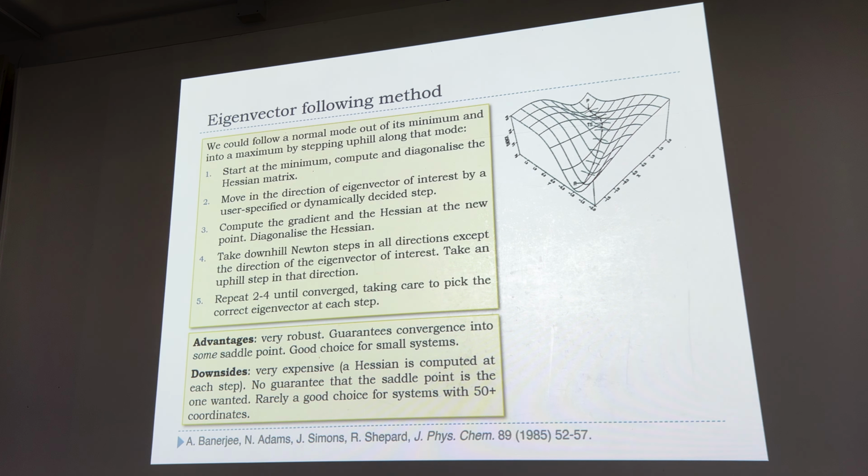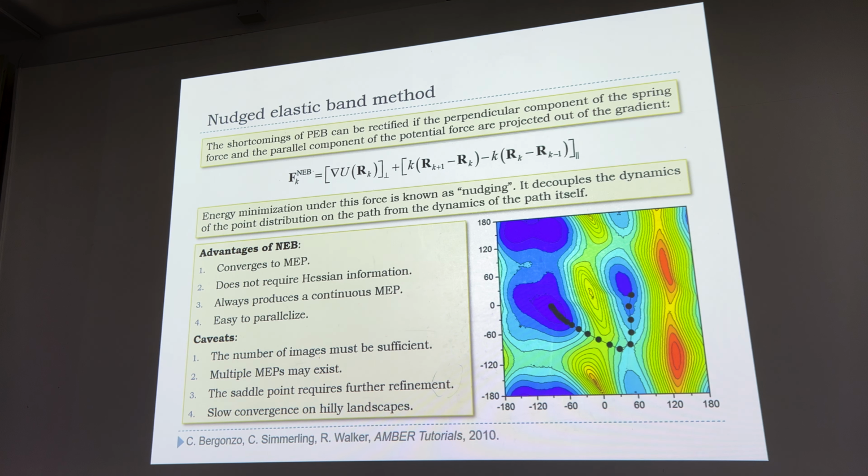But then you need enough beads, firstly. Then there may be multiple minimum energy paths, so for example through here. Right? No guarantee that you found the right one. And then the saddle point, of course, might fall between these beads and still might need further refinements. And if this thing is particularly hilly, then you would have slow convergence, because this time you need to converge not just one point, you have to converge the entire path.